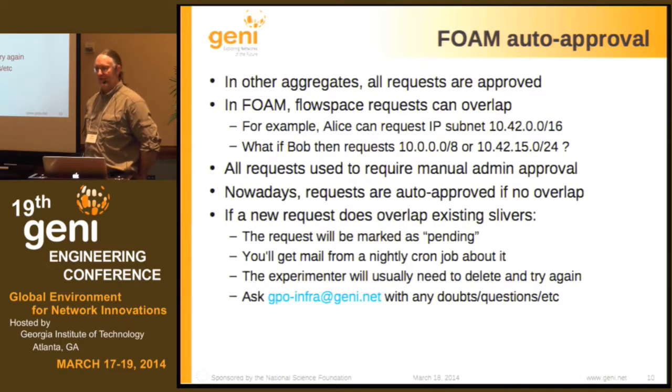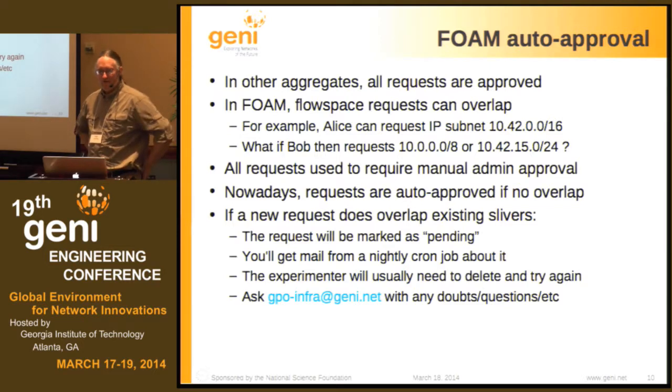OpenFlow is more complicated because flow spaces can overlap. Alice, for example, can request a 16-bit IP subnet and get that. And then what happens if Bob comes along and says, well, I'd like an 8-bit IP subnet that includes Alice's subnet, or a 24-bit subnet that is included inside of Alice's subnet? It's not immediately obvious, but these are overlapping things, and you can't have each of those people having some of it.